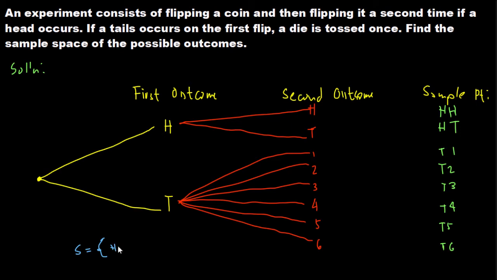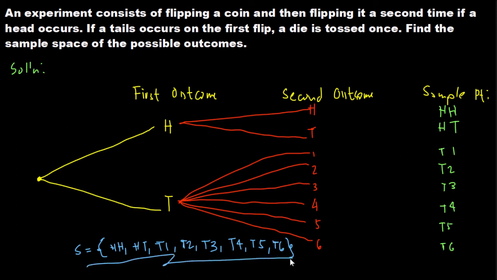So we have HH, HT, T1, T2, T3, T4, T5, and T6. And this is now the answer of the problem. Okay, so our sample space consists of sample points HH, HT, T1, T2, T3, T4, T5, and T6.